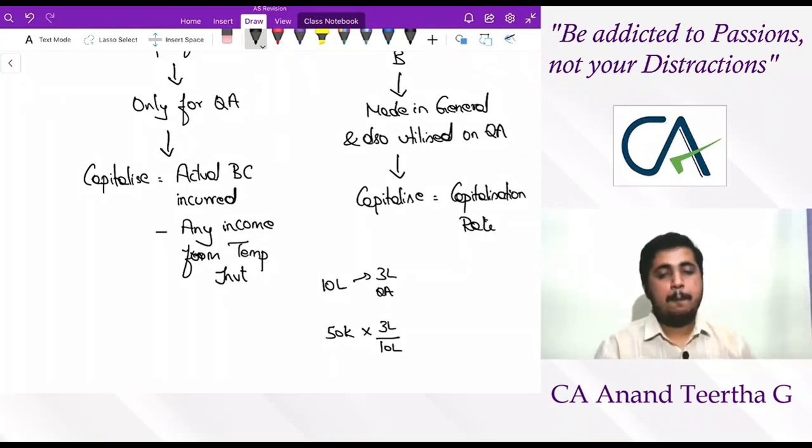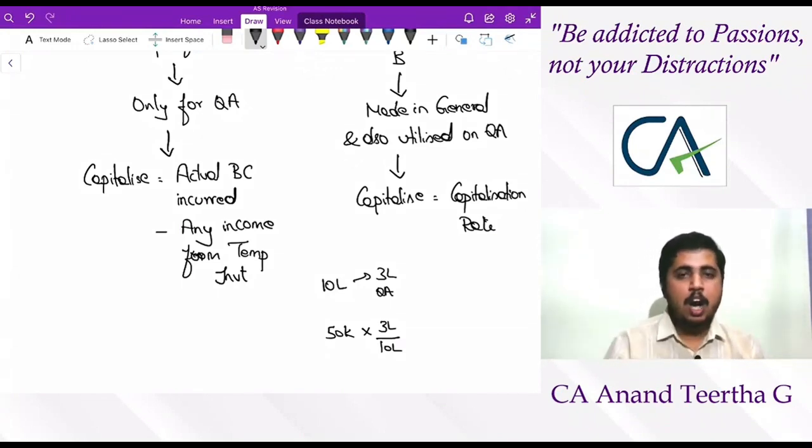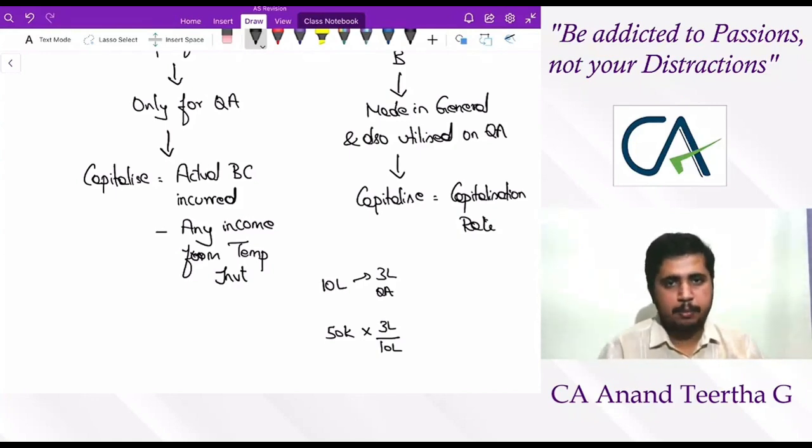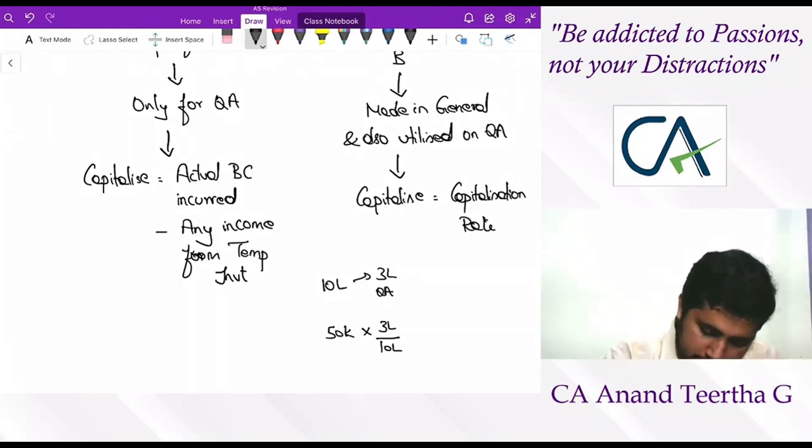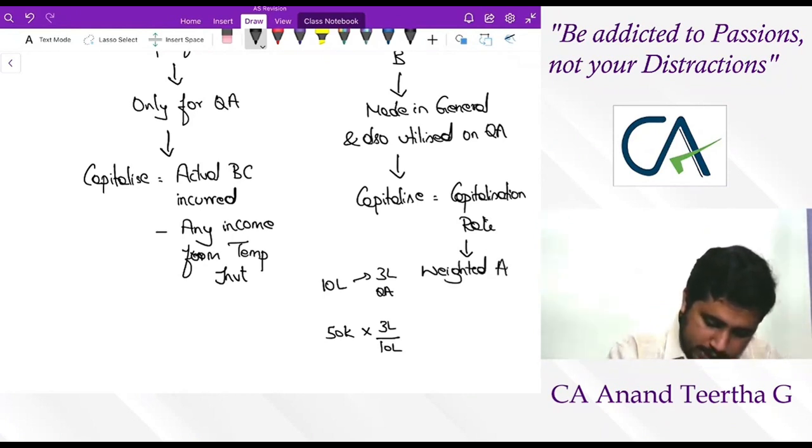Simple. But if it is very difficult to trace how much amount is used for general purpose and how much amount is used for qualifying asset purpose, we directly apply a capitalization rate for the purpose of ascertaining borrowing cost capitalization. Now, how do you determine the capitalization rate? It's basically the weighted average rate on borrowings.